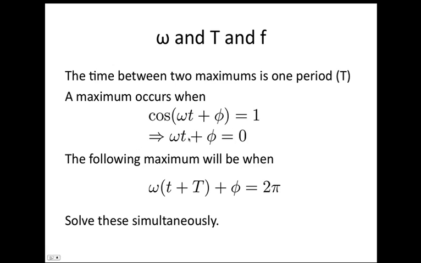So it will occur when little t has plus big T, plus 1 period. So our time is replaced with little t plus big T, and this is 2 pi radians later, so it equals 2 pi. So now we just need to solve these simultaneously. So we've got omega t plus phi is equal to 0, and omega (t plus big T) plus phi is equal to 2 pi. Let's call this one 1, this one 2.